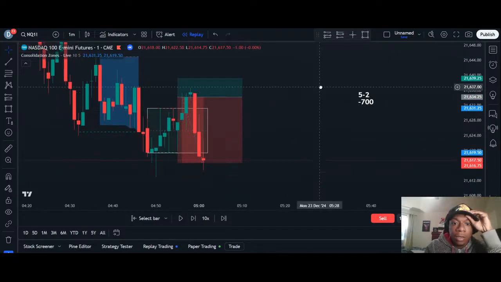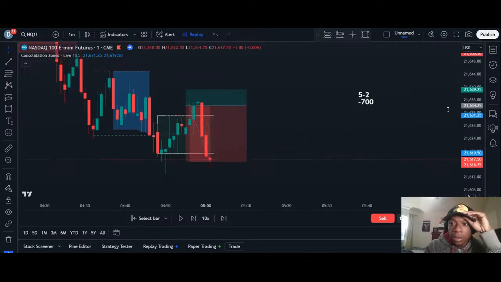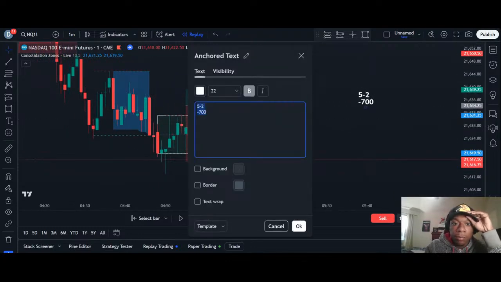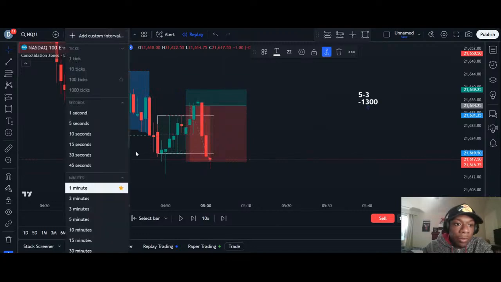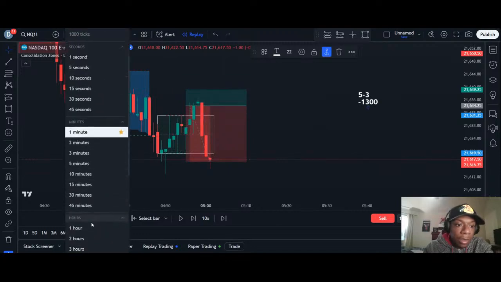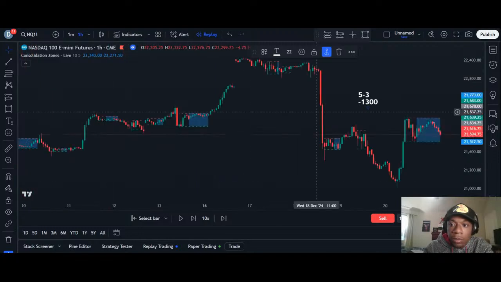Yeah, so Monday just would have been a terrible day for this strategy. I would have ended up 5 and 3 for the day, and would have been probably down about like 1,300. So Monday would have been a losing day for sure. So we're gonna move on to Tuesday and see if the markets would have had something a little better for us.